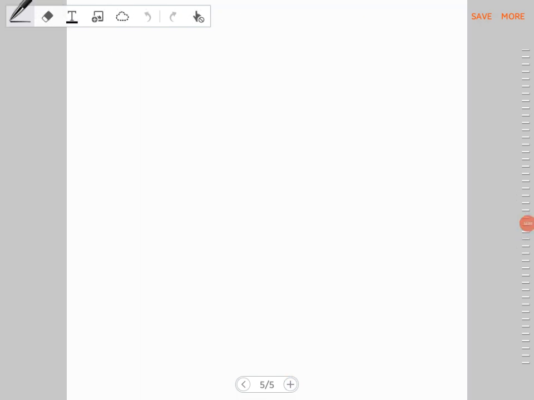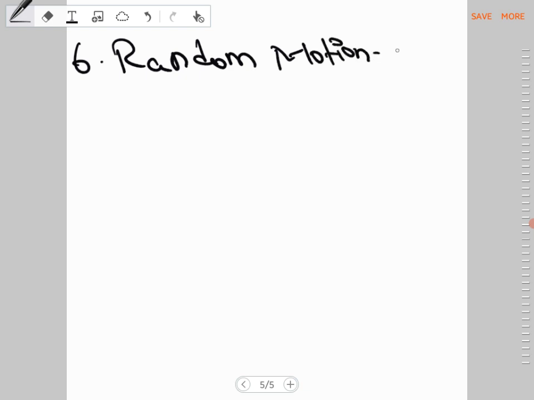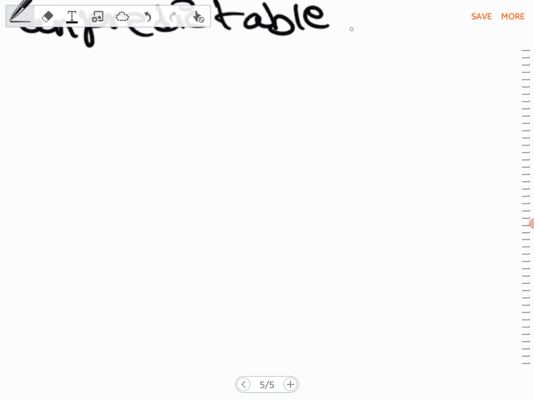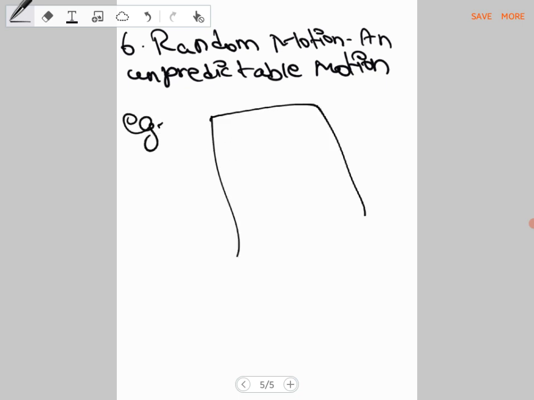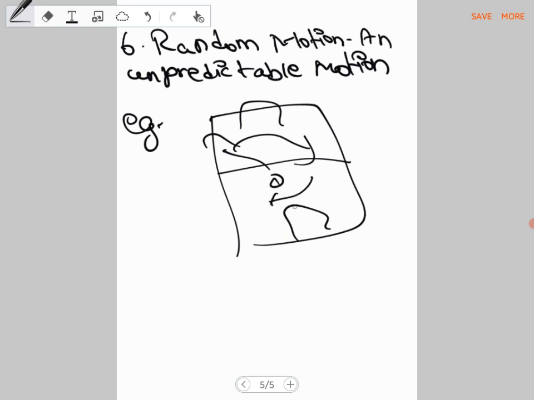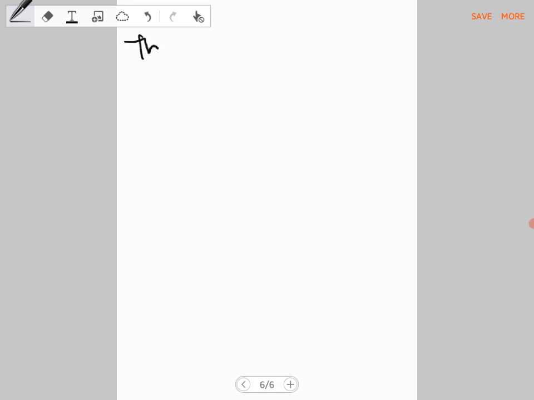And last but not the least, random motion. An unpredictable motion. For example, you are playing football. This is a court. You start from here, you go here, you go here, you go here, you go randomly. This is random motion.